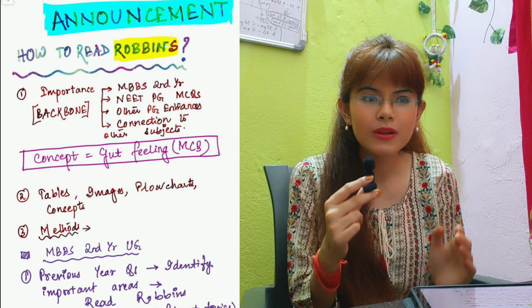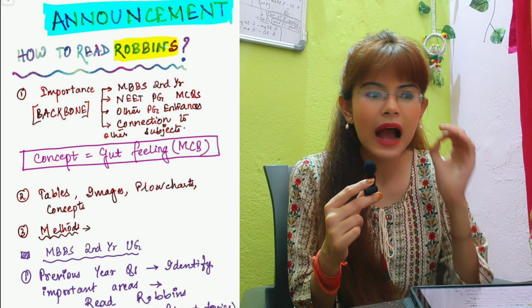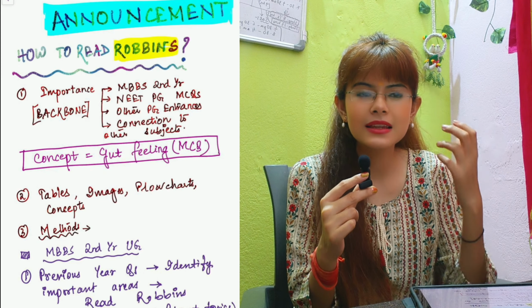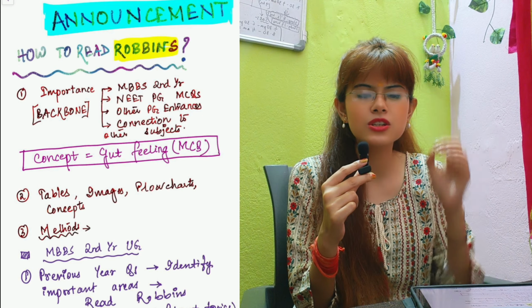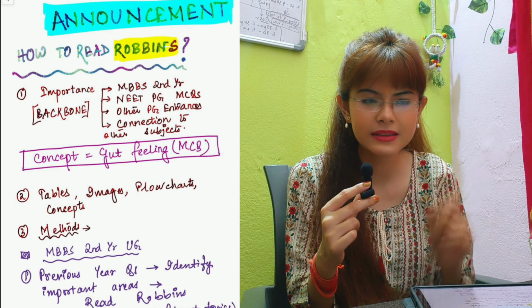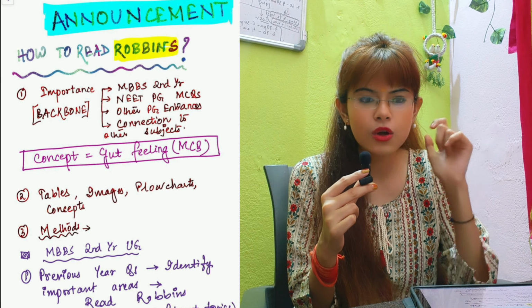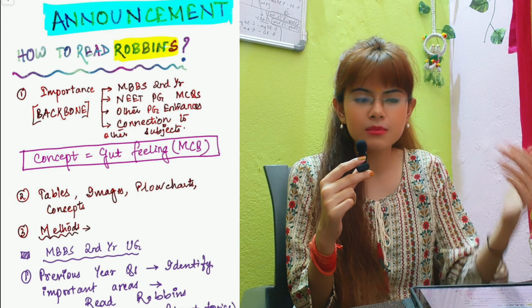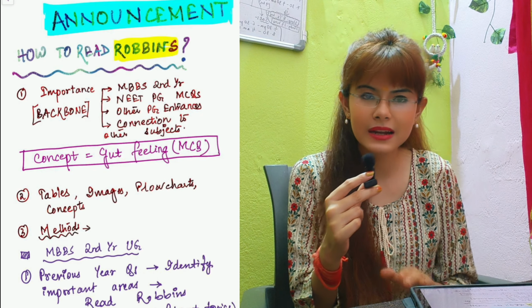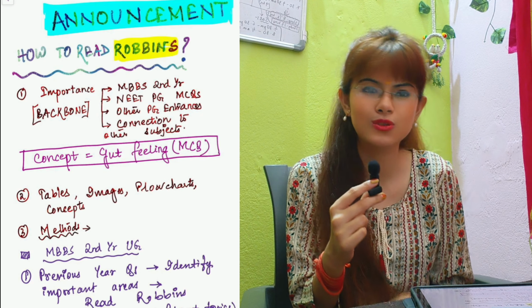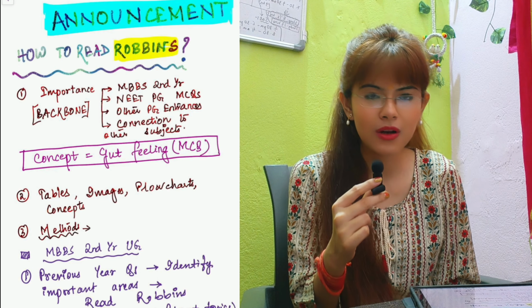Okay, because Robbins is a book which gives you the ultimate concepts. ठीक है, इतना इतना ज्यादा, they have mentioned so many things in such fine details that you are just getting the concepts right. Even if you read other books like Harsh Mohan and all, you will understand it, but the concept is from Robbins only. That is why it is called the Bible of pathology.